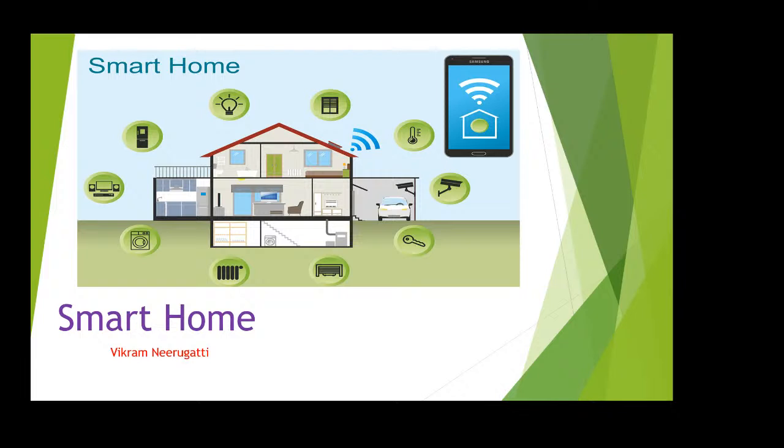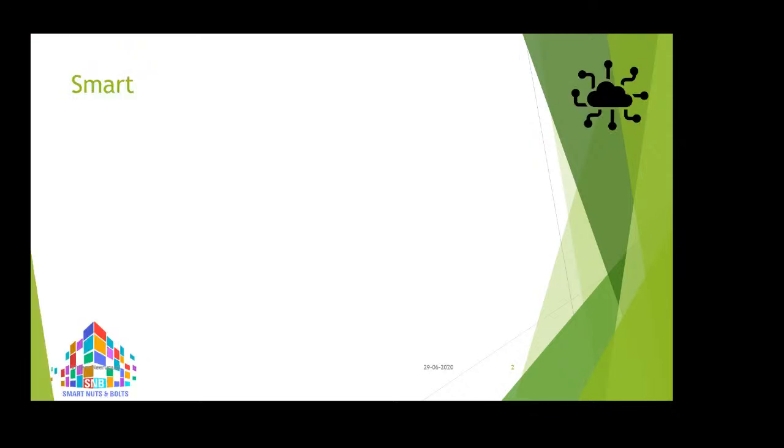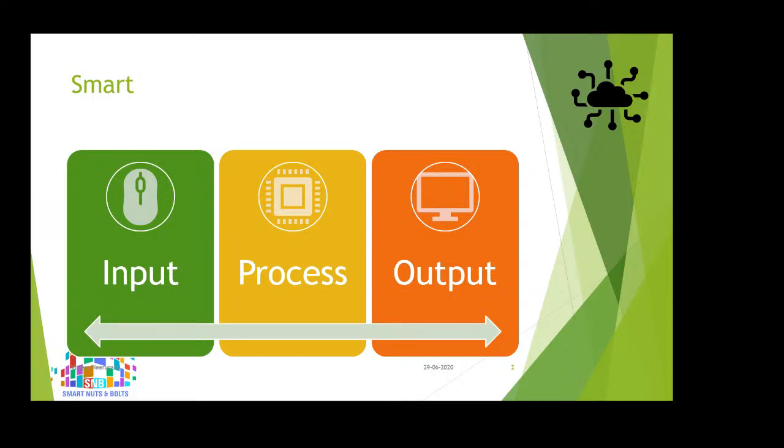Today we are going to see an application of IoT, that is a smart home. So first, let me explain what is smart. Smart means any device or machine which has the capability of taking input, processing the input, and sending the output. Such a device is called a smart device.